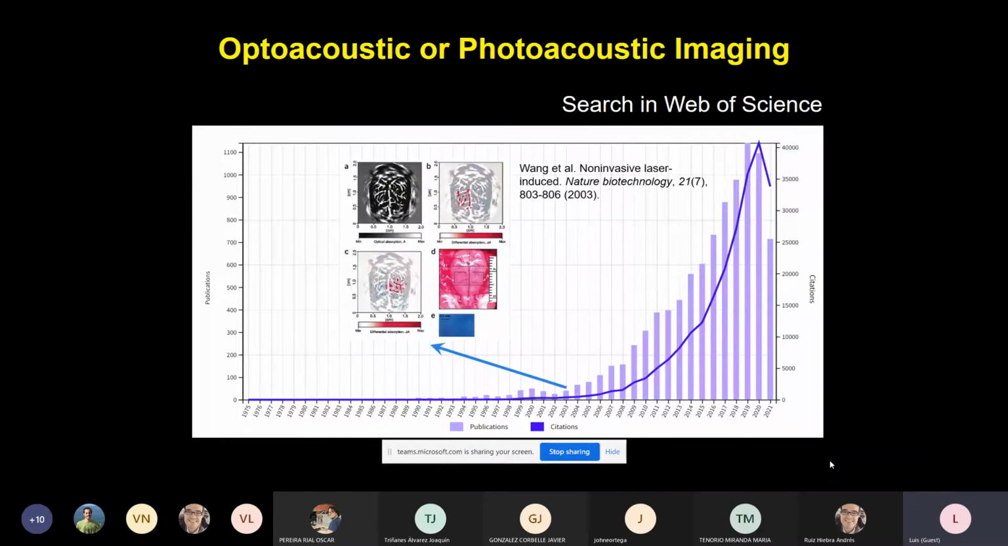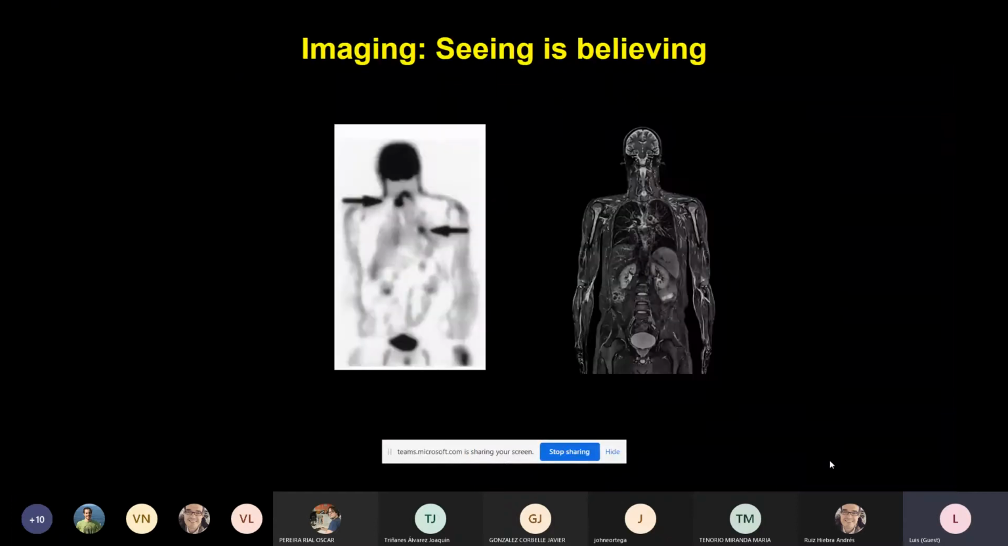And probably the first paper that really pushed the technique forward was this paper in 2003, published in Nature Biotechnology, where it was shown for the first time that optoacoustics can do something useful, in this case, detect brain activation in rats. And since that moment, you see that the trend is exponentially growing, and there is a reason for that. It's very difficult to find this trend in any imaging modality. So you can imagine that it must have something good.